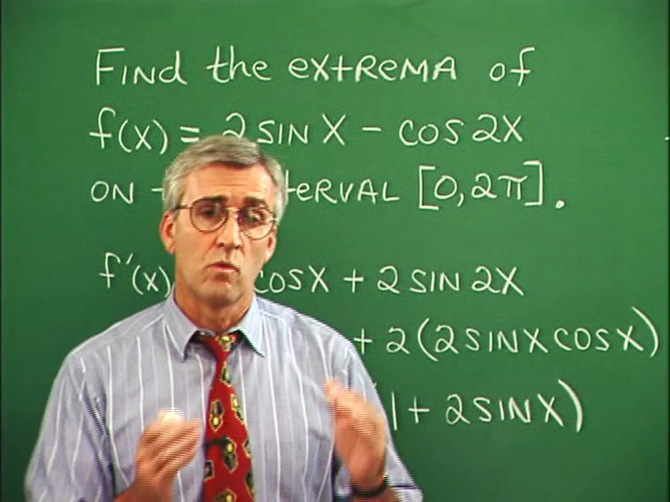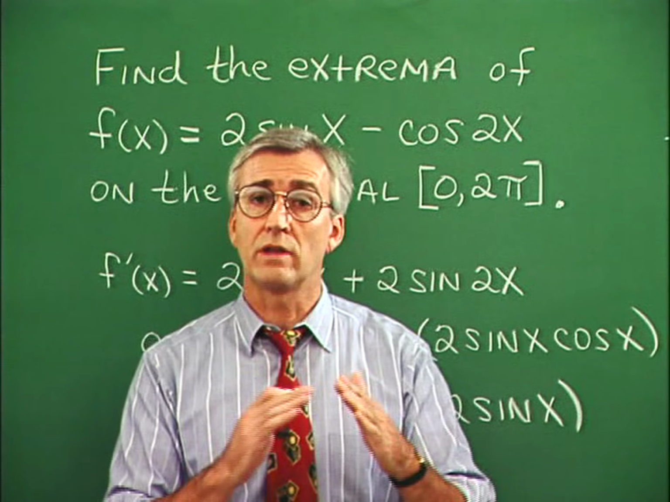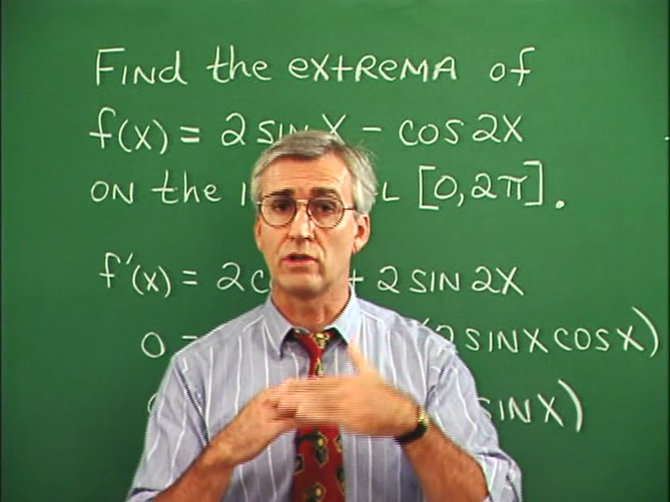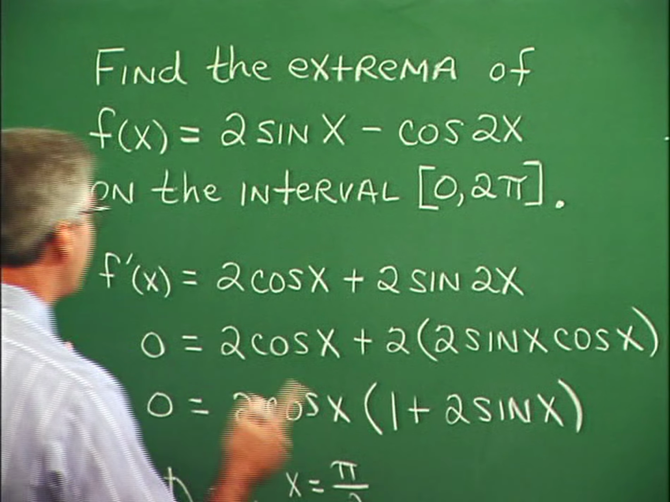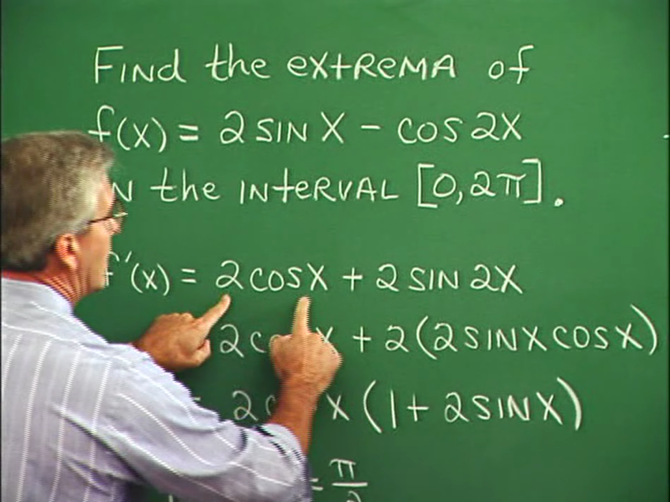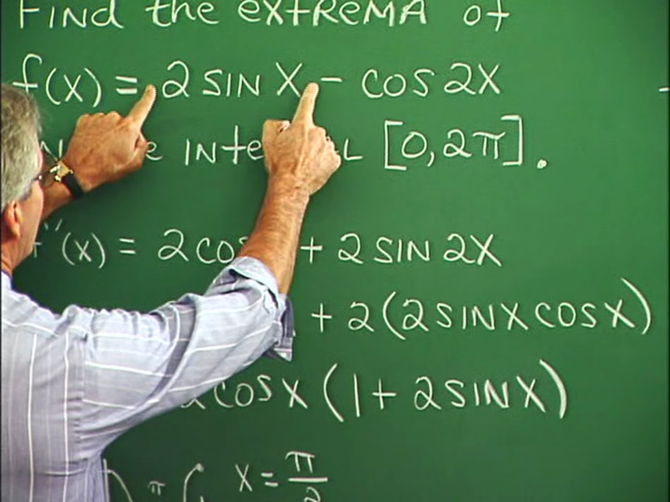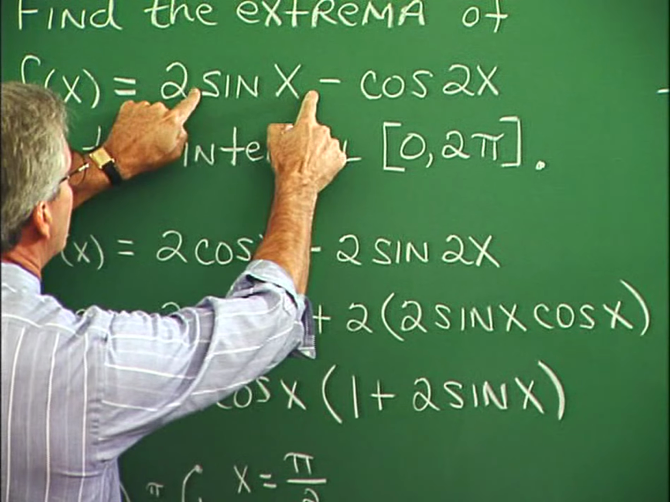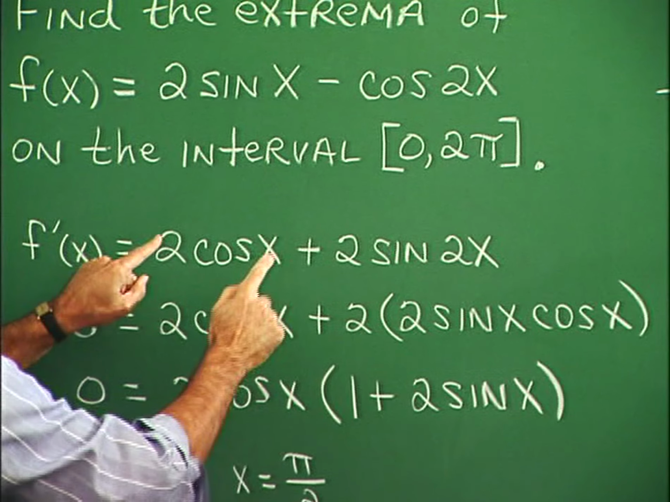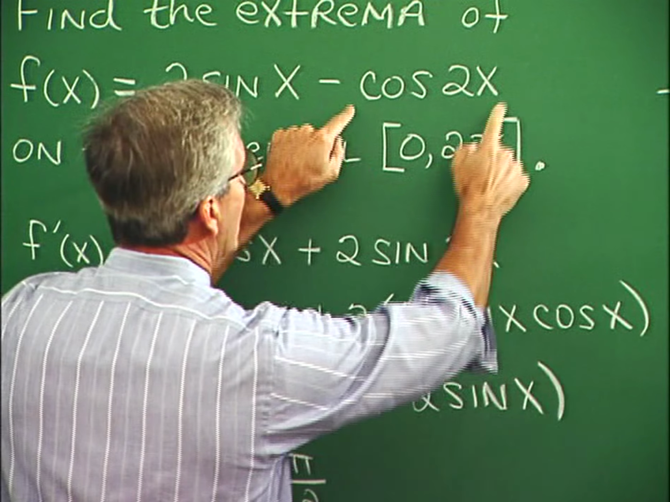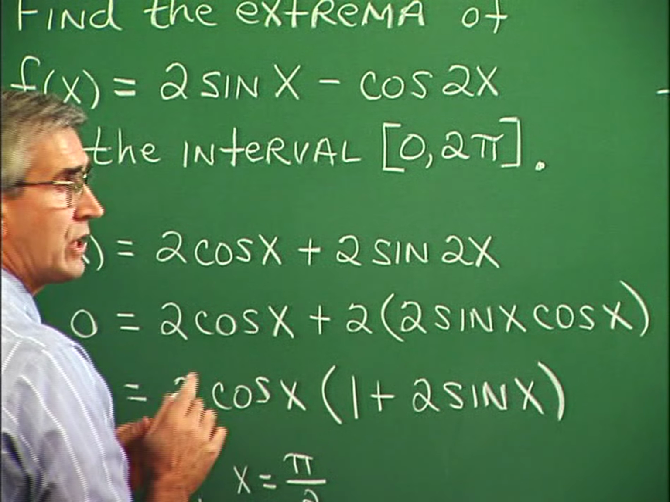What we're doing is we're considering the endpoints, but we also want the zeros or the undefined values for the derivative function. So we find the derivative function first, and now in finding the derivative function, the derivative here is 2 times the derivative of sine x, which is cosine x. And over here, I'm using the idea of the chain rule.